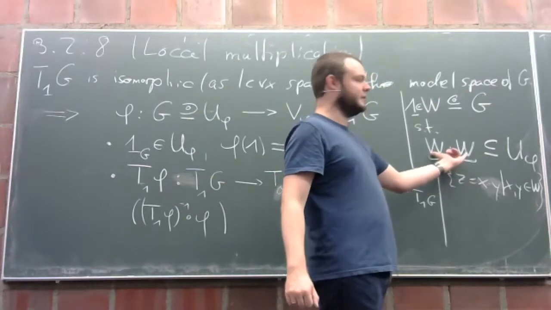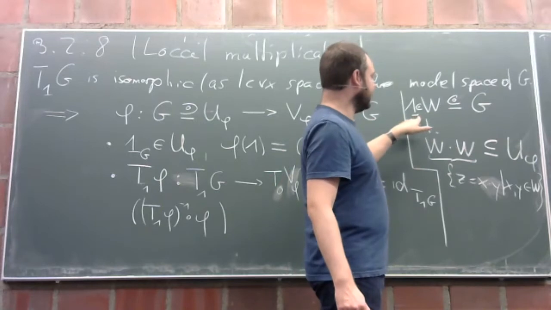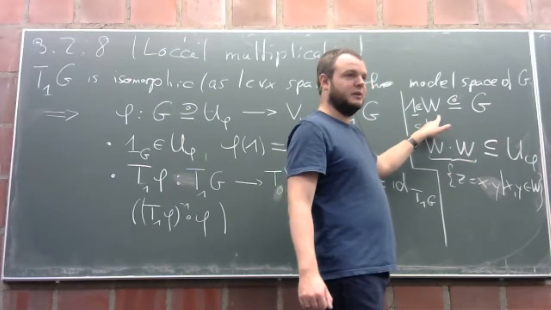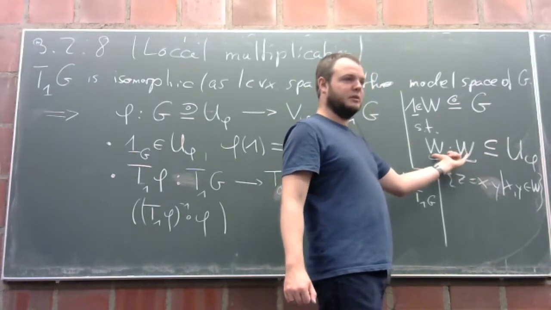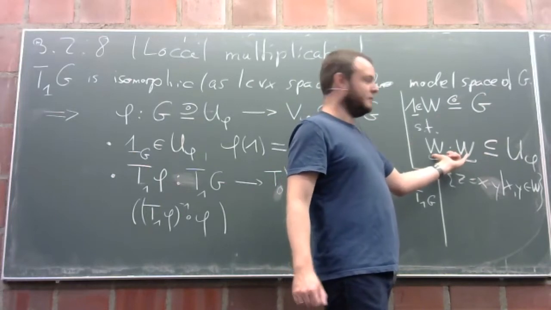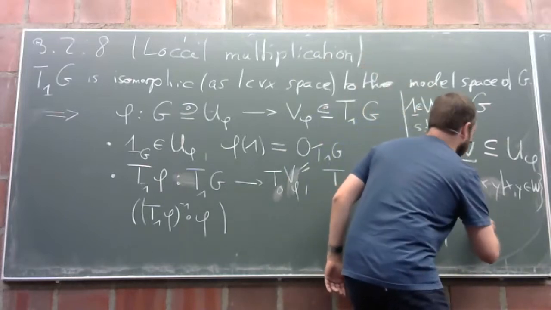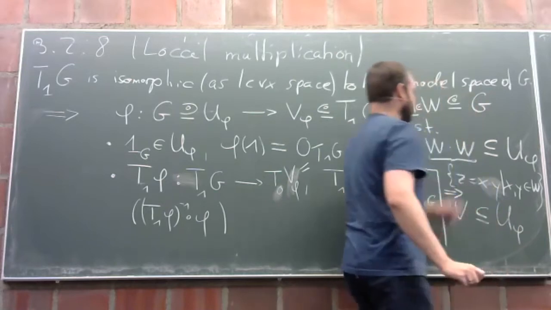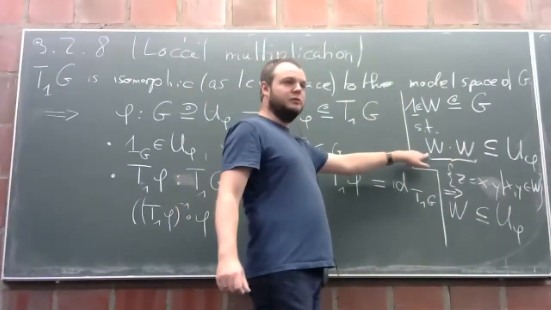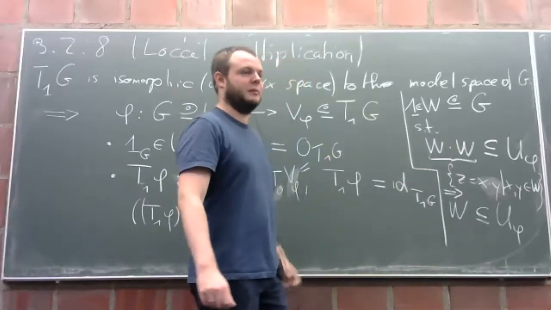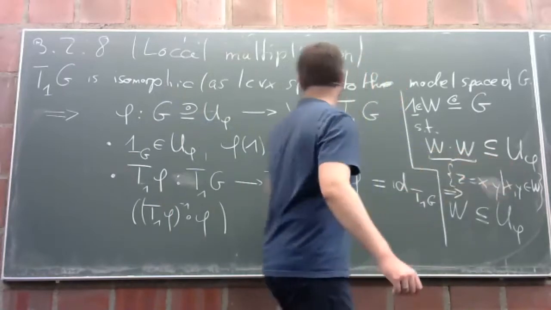So these are all possible products you get. And note, since I assume that the unit is contained in W, this means that in particular, the set W times W contains W itself. So W is also contained in U phi automatically when I require this because the unit is in there. And this is just the continuity of the group multiplication I'm exploiting here, and that the U phi is an open subset which already contains the unit.